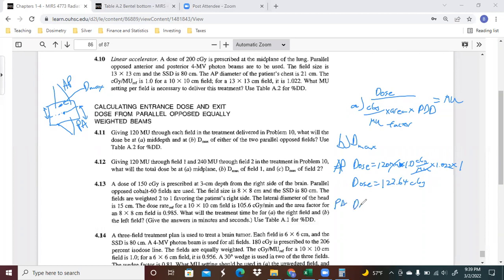For the PA beam, we're going to be looking at 120 MU times 1.0 centigrade per monitor unit times 1.022 times, now here's the PDD. What is the PDD, and what depth are we looking at? The patient's chest is 21 cm. If I'm looking at a point here, Dmax, that is 1 centimeter in from the anterior, that means it is 21 minus 1 coming in from this direction, or 20.